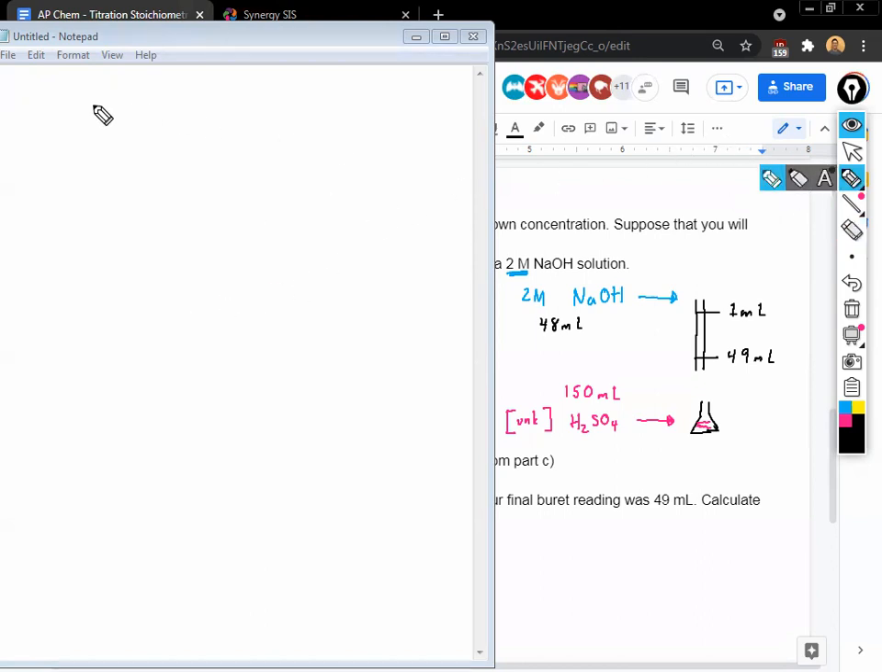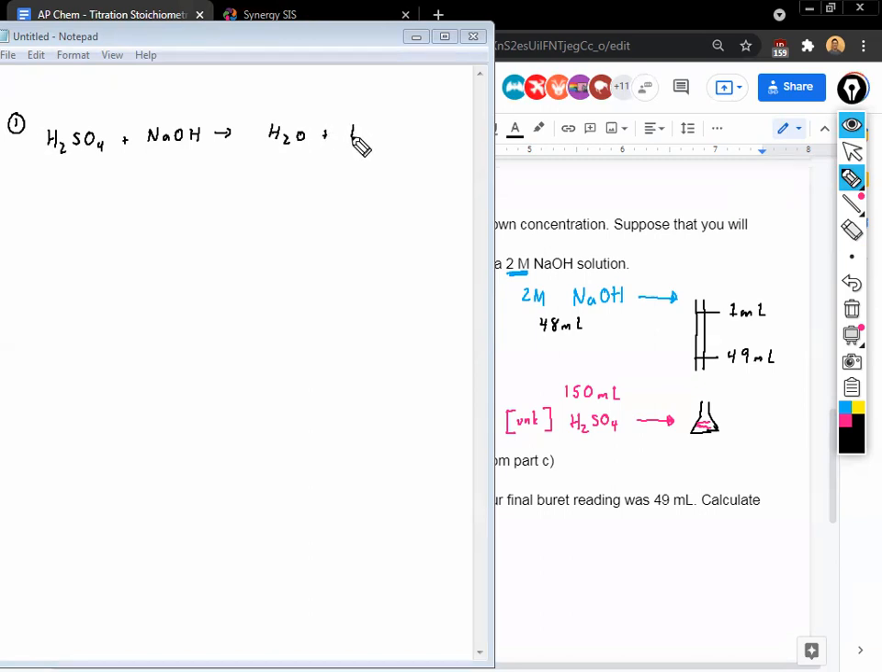Okay, so step 1, we need to write the chemical equation. So let's do that. Step 1, chemical equation. We start with the acid. We have sulfuric acid, H2SO4. And then we have our base, sodium hydroxide. Simple neutralization reaction. We always make water and the salt.